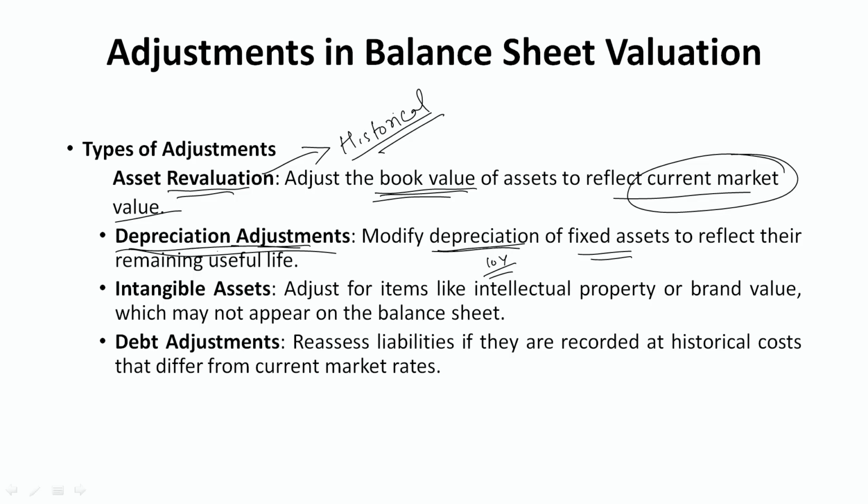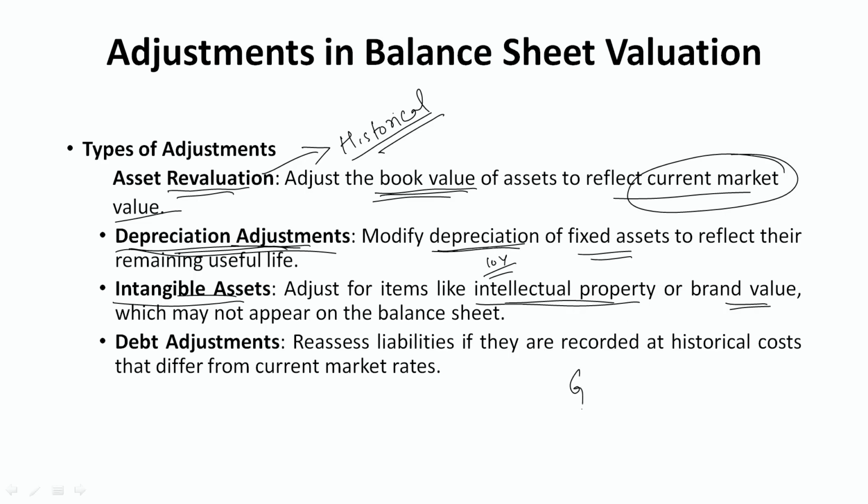So, that is the adjustment which you would be doing in terms of depreciation. Then you have intangible assets. Sometimes it is not possible for us to give a numerical or monetary value for intellectual property or brand value, but still we are trying to convert that into monetary terms. That is reflected over there, and for that also we require certain adjustments to be done.